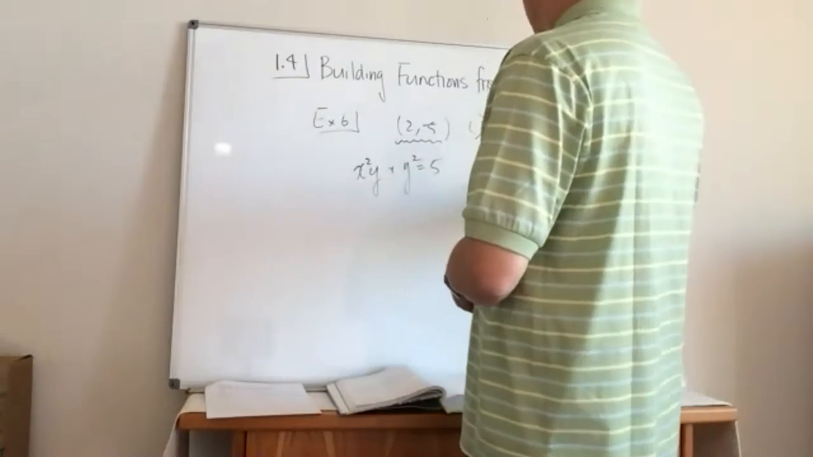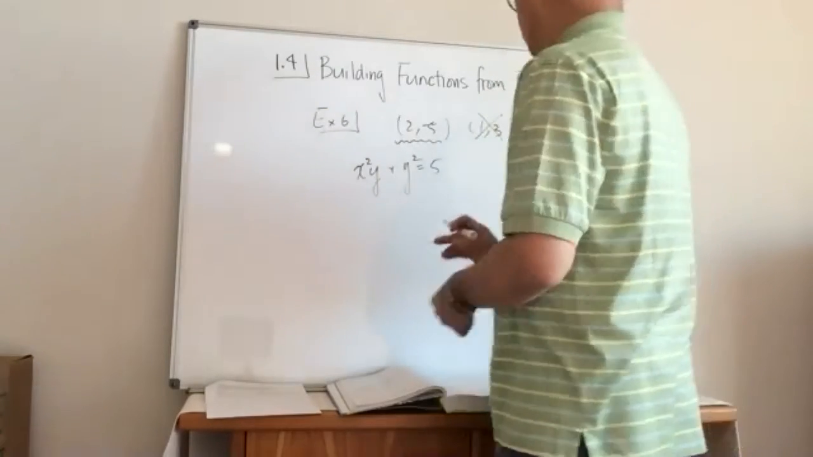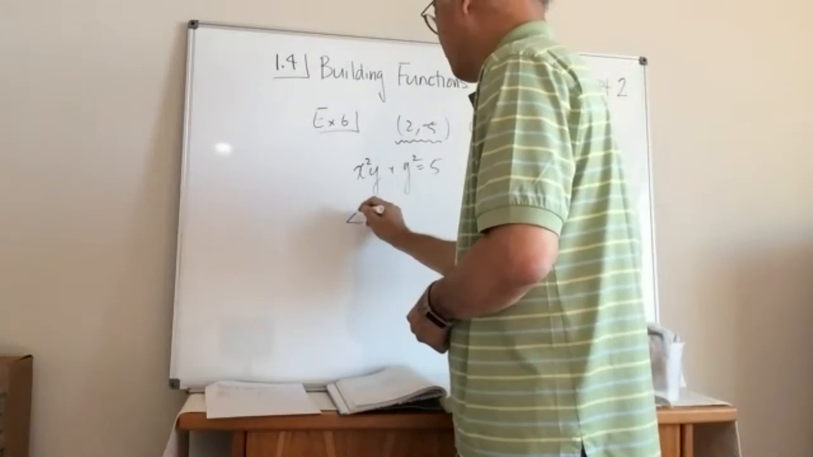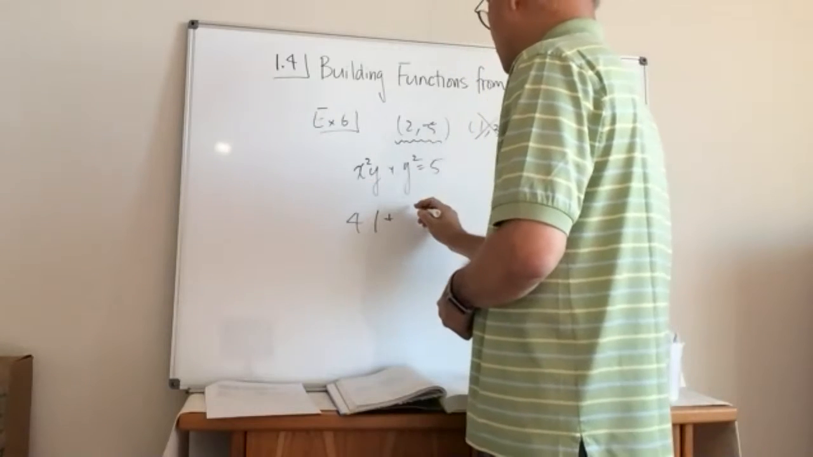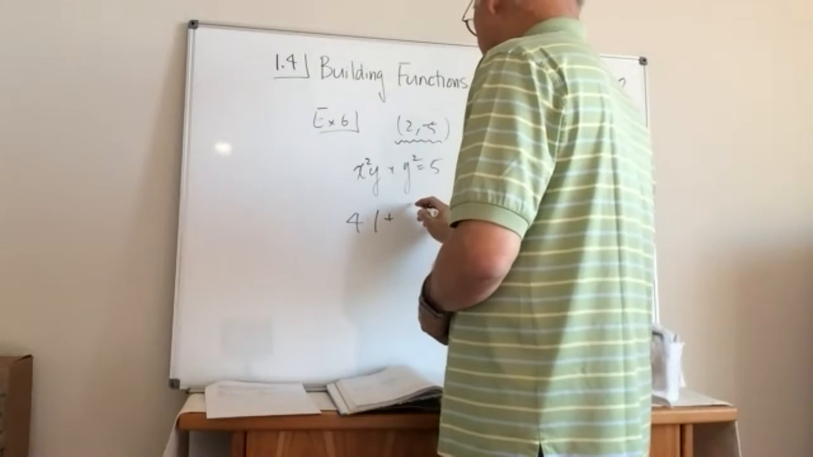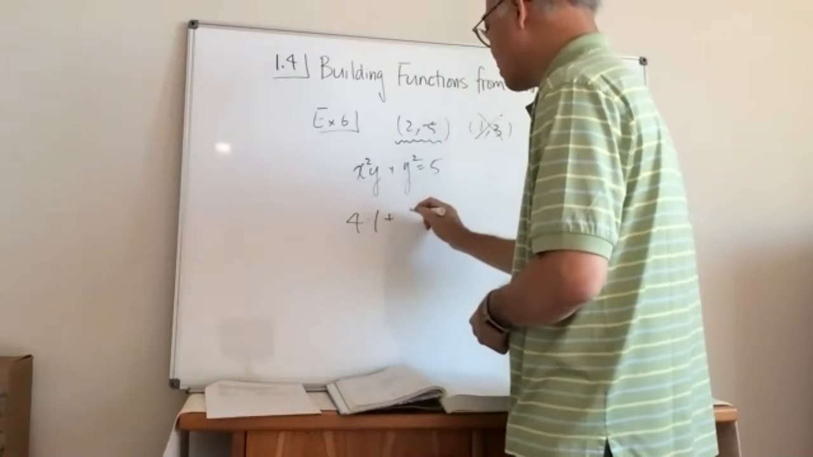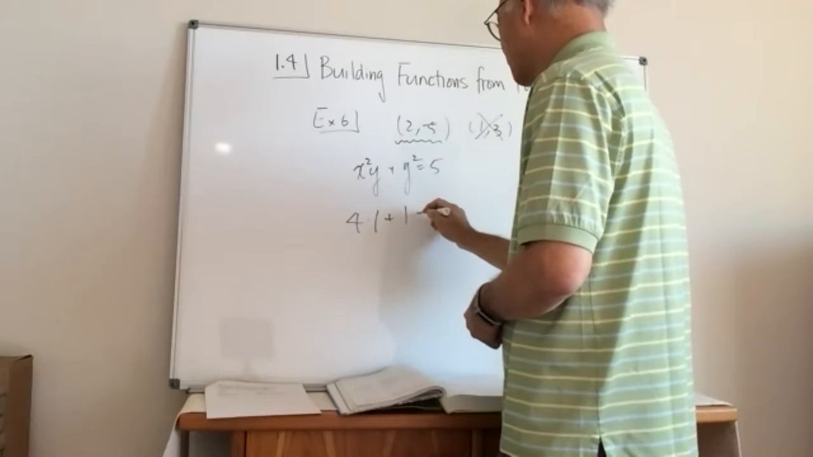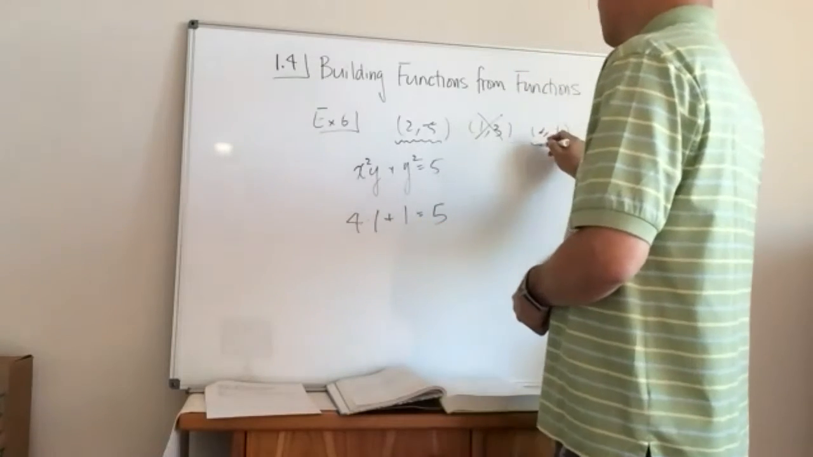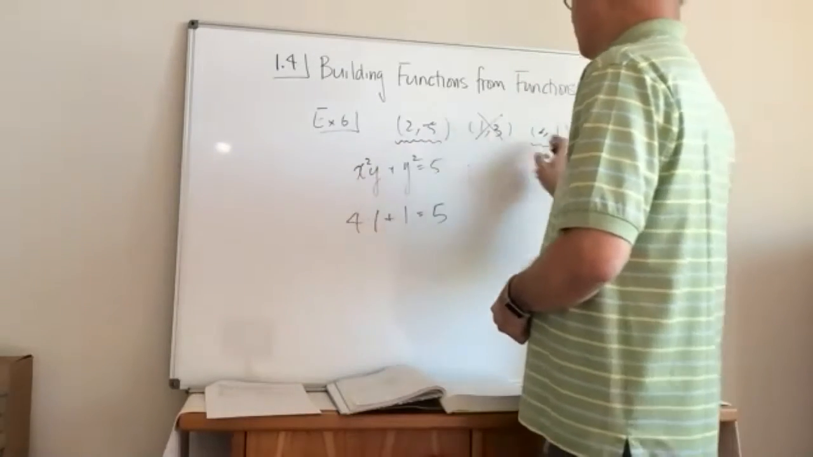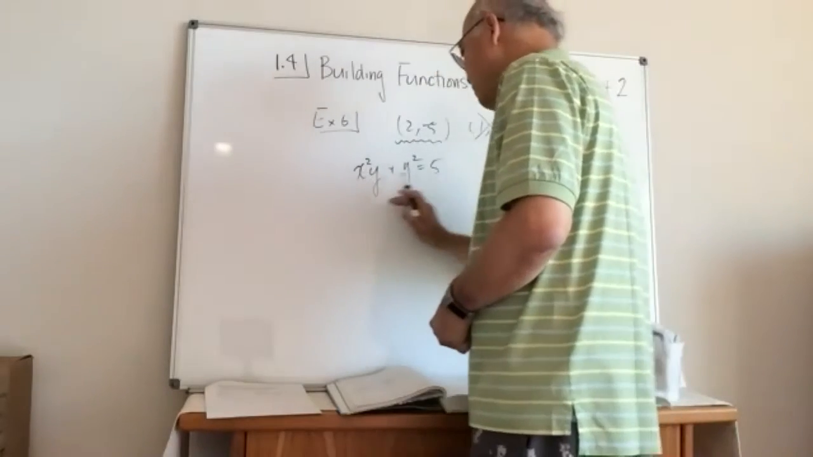Let's try (2, 1). I get 4 times 1 plus 1 squared, which is 1, so 4 plus 1 is 5, and this guy works. This guy's another winner. So we have 2 different points that actually satisfy this relation.